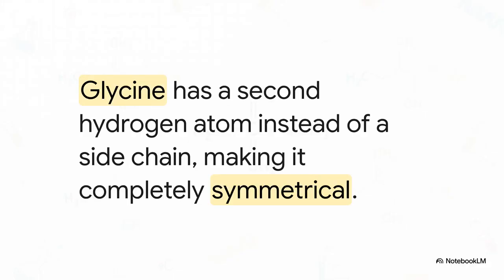But you know nature, there is always an exception, right? Enter glycine. Because its side chain is literally just another hydrogen atom, glycine is the only amino acid that lacks a chiral or asymmetrical center. It is perfectly symmetrical, which makes it uniquely flexible when folding into complex proteins.